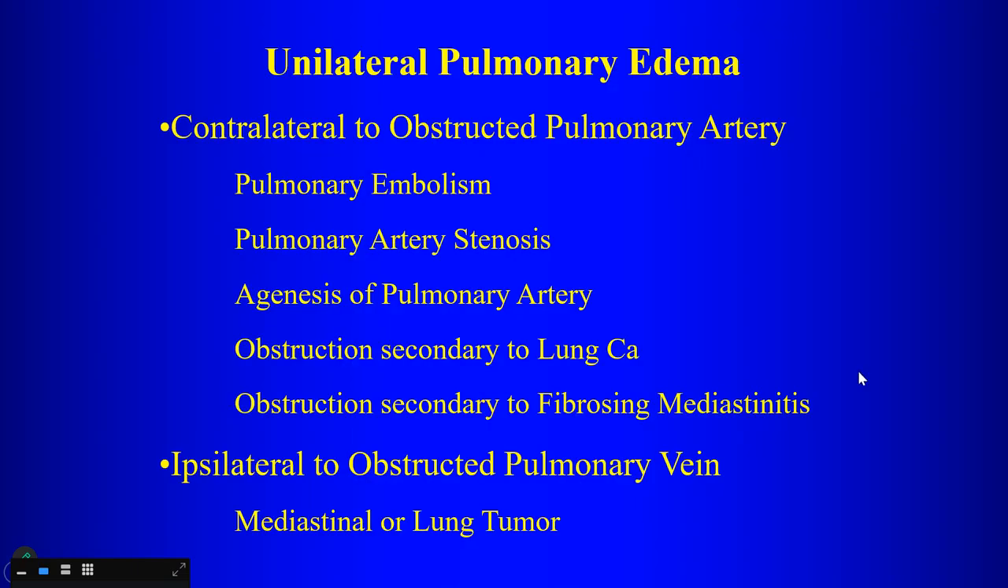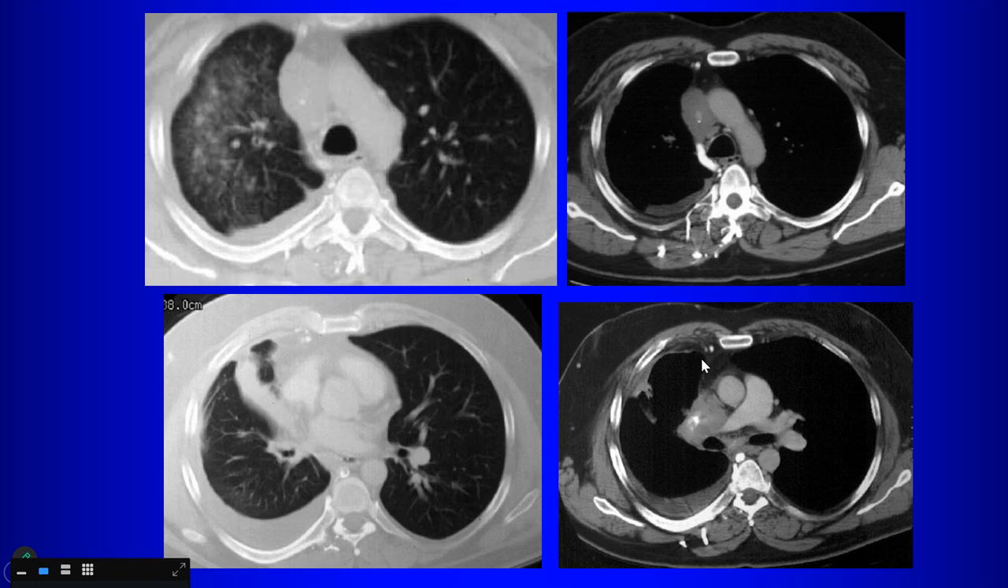And then we can also have pulmonary edema contralateral to an obstructed pulmonary artery. So if there's a PE that occurs on the left side and the patient goes into pulmonary edema, that PE protects the left lung from pulmonary edema. So you can have pulmonary edema contralateral to an obstructed pulmonary artery or ipsilateral to an obstructed pulmonary vein. So in this case, this patient turns out as pulmonary edema here in the right lung, especially the right upper lobe. Why?